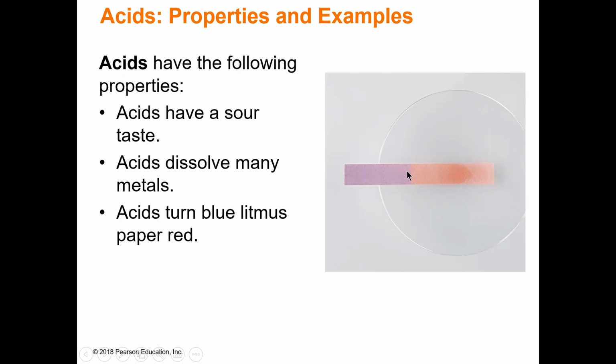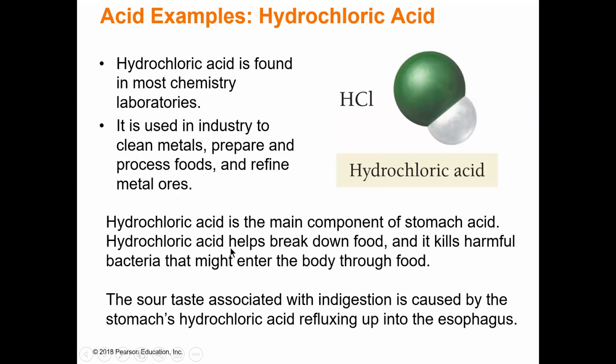So there's a paper here. You may have used it before, and it's blue. And if you dip it in an acidic solution, it will shift to a red color. Here's an example of an acid. This is most common that you'll find in laboratory settings, also in your stomach, hydrochloric acid, HCl. So there is a hydrogen and there is a chlorine atom, and these two are bonded to each other.